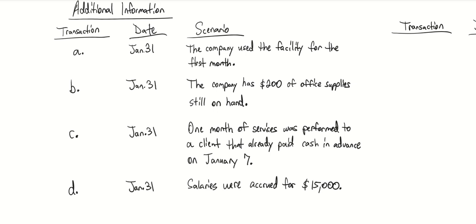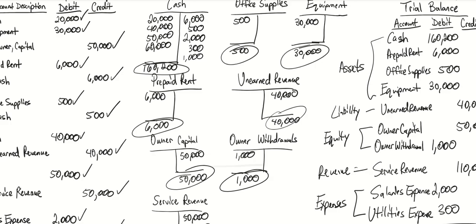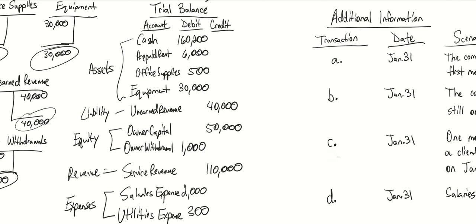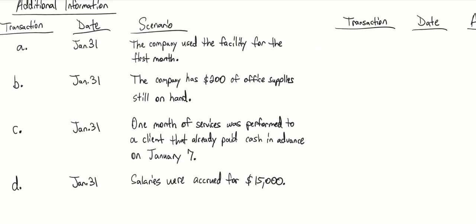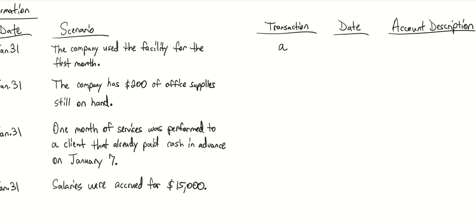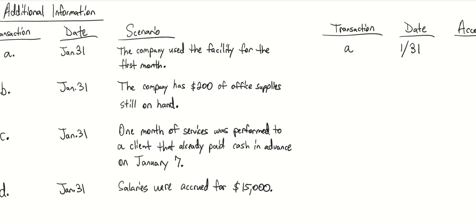All right, so here is the additional information here. And we pretty much are going to do the same thing like we did all the way over here. We're going to take this scenario and record it in the general journal. Okay, so transaction A, date January 31st. The company used the facility for the first month. So we're going to put on here transaction A. The date is going to be 1/31.